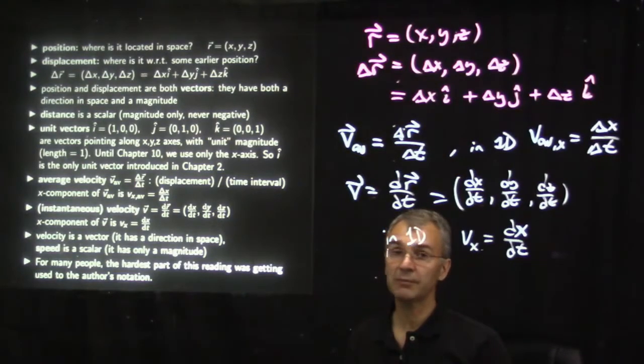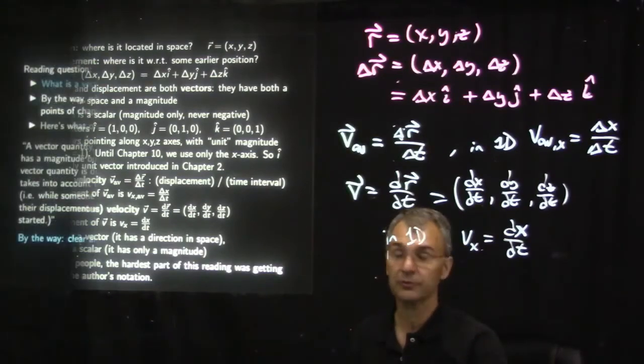So I think for many people, the hardest part of chapter 2 will be the author's notation. You have to get used to it. It is highly self-consistent, but it takes some getting used to.